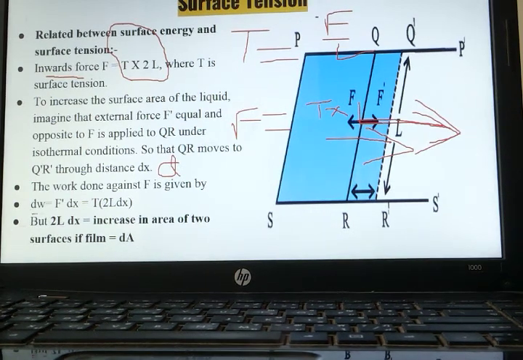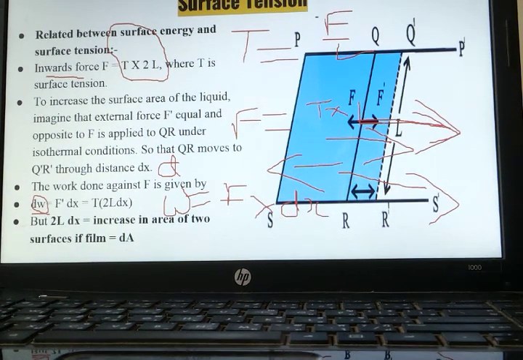It is denoted by dW. It has a tendency to move inwards, but we are moving it in an outward direction. As we are moving it outward, we are doing some sort of work. We know that work is equal to force into displacement.